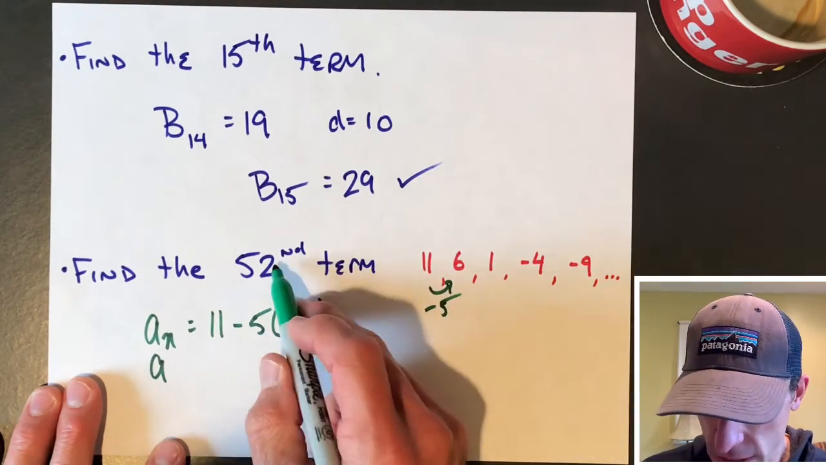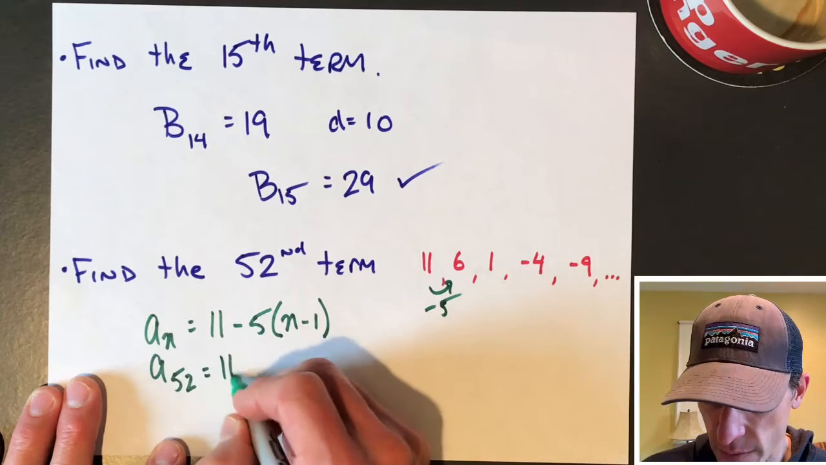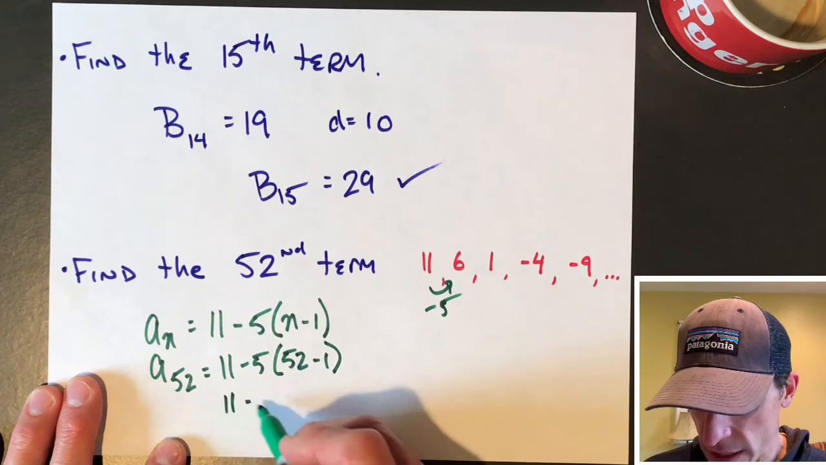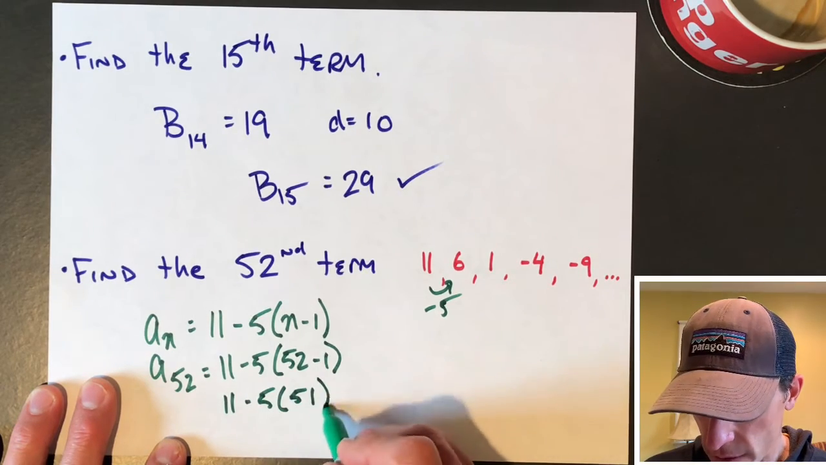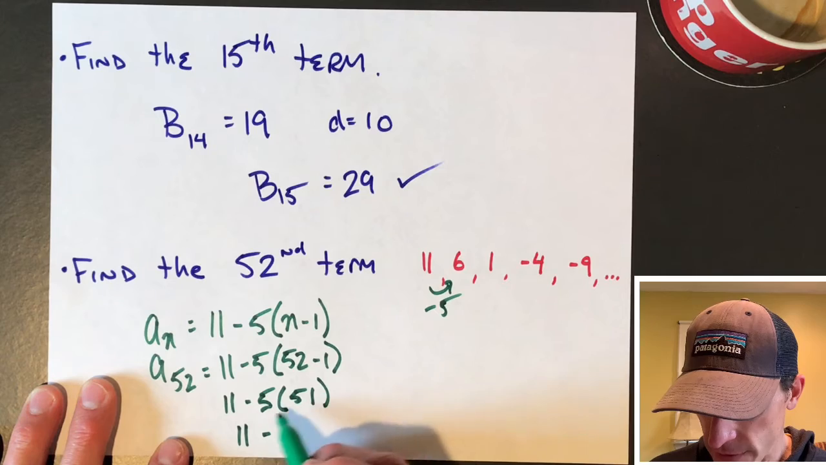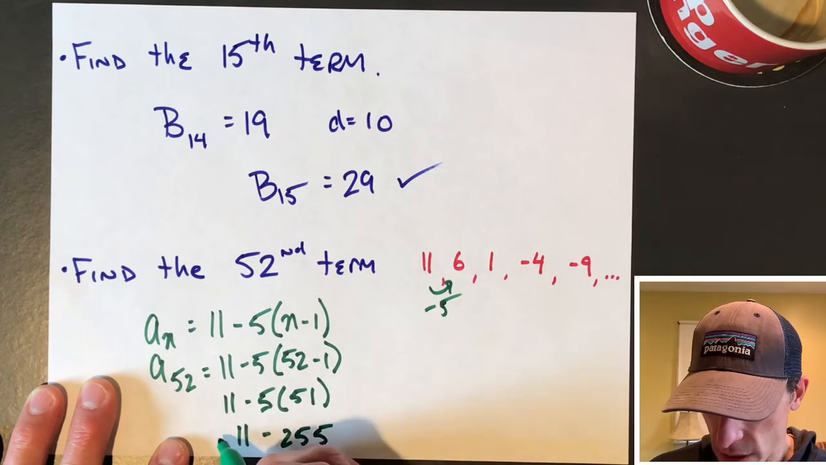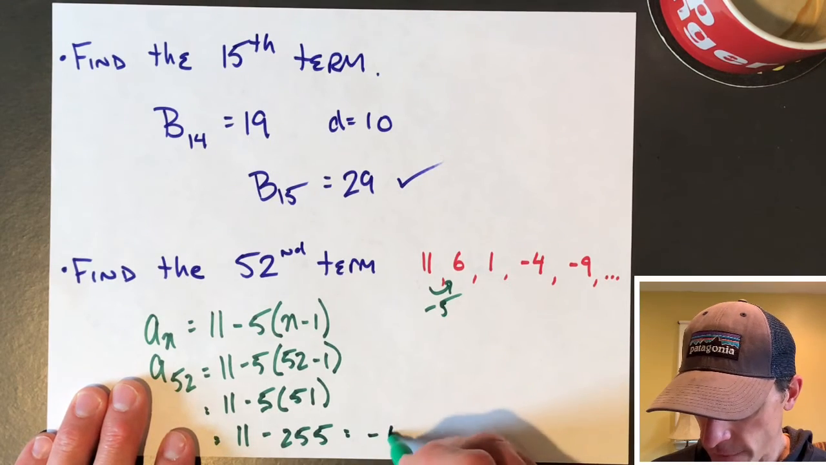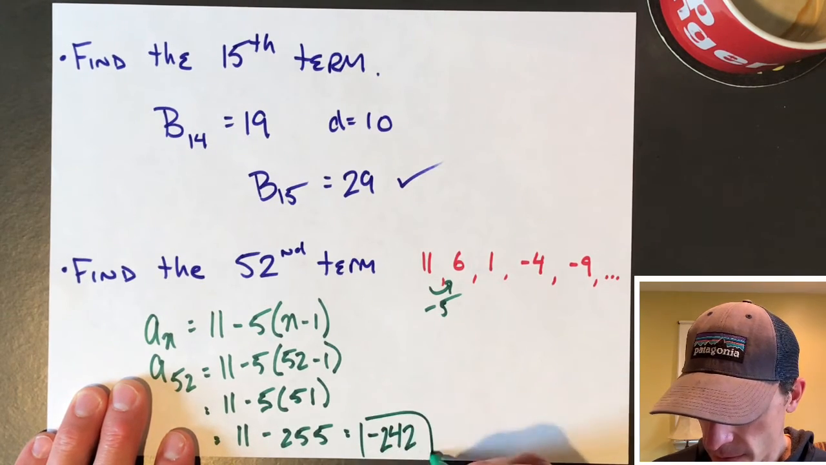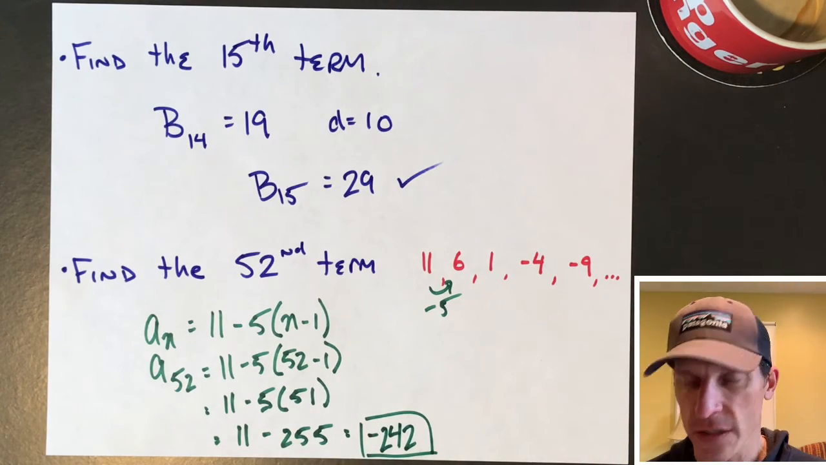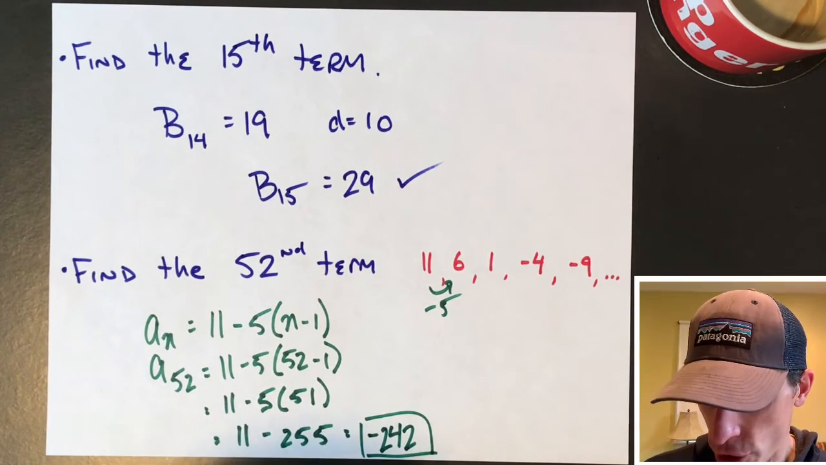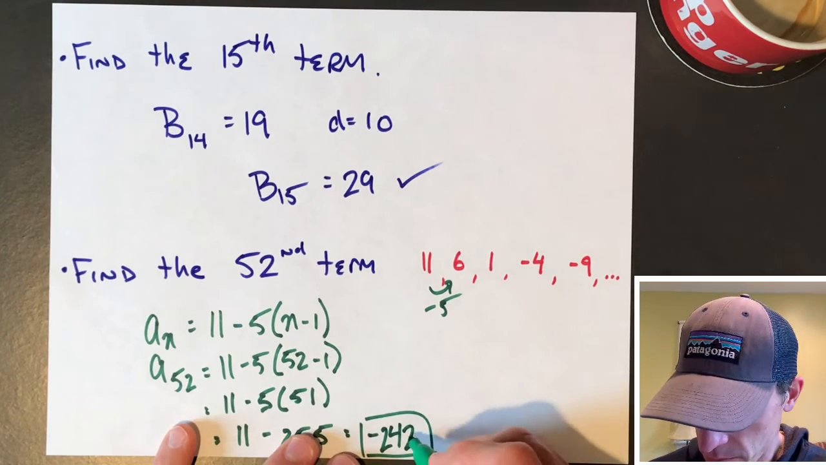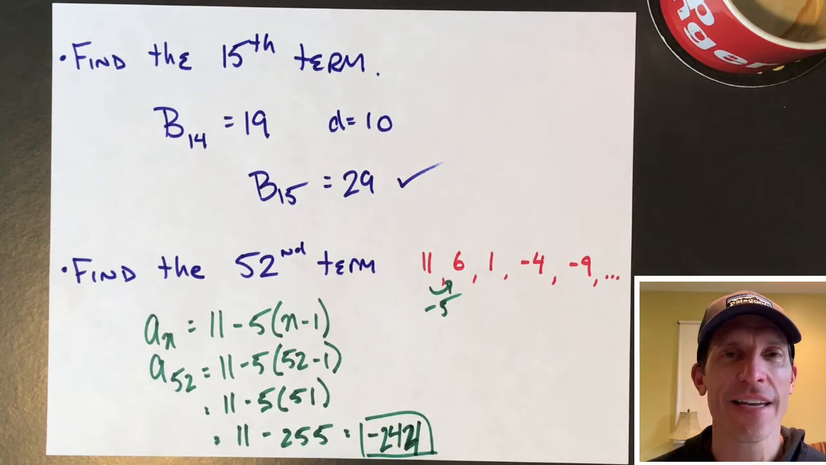So a sub 52 is 11 minus 5 times 52 minus 1. So this is going to be 11 minus 5 times 51. So this is 11 minus 255. Throw some equal signs in there, it's going to equal negative 244. So there we go. So the 52nd term is going to be negative 242. I think I said 4 by accident. It's negative 244. All right, so there we go, negative 244.